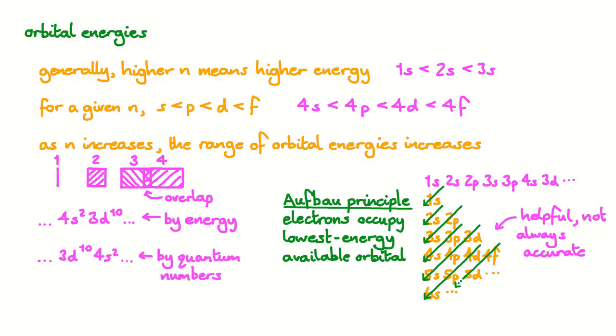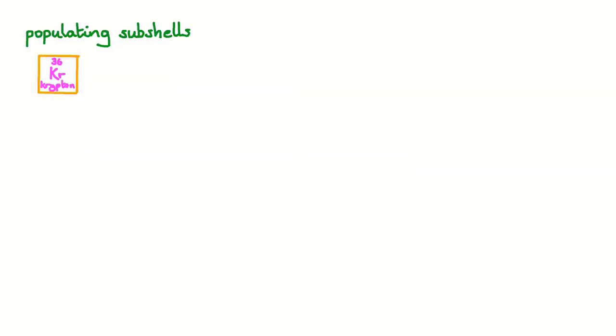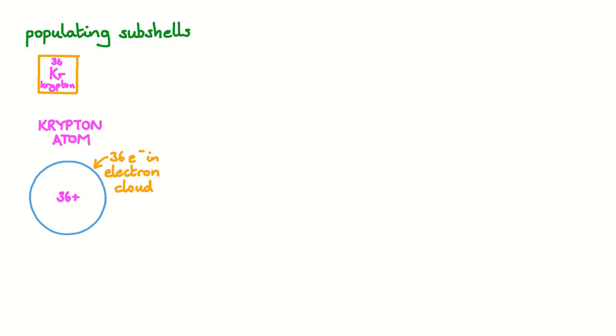Or they may be arranged by lowest quantum number, for instance with all the n equals 3 subshells before the n equals 4 subshells. Both presentations are valid, although you'll more commonly see the by energy system when we're trying to work out where electrons should go. Let's have some practice at populating subshells using Krypton as an example. The element Krypton has an atomic number of 36. Therefore we know a Krypton atom has 36 protons in its nucleus and 36 electrons in its electron cloud.